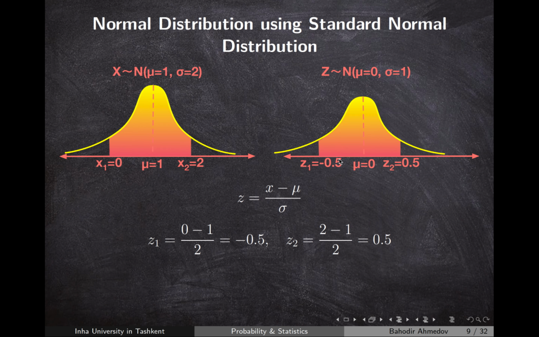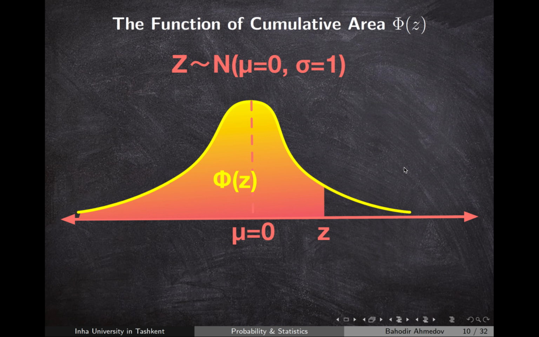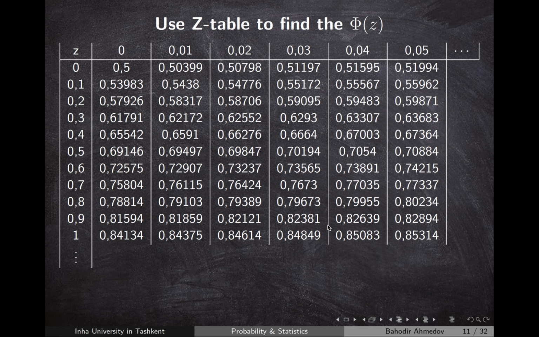And now we need to discuss how to find the areas for the standard normal distribution curves. So in order to do this, we're going to define the function phi, which is going to give us the cumulative area until some point z. So basically, phi of z is the area under a standard normal distribution curve until some point z. In order to evaluate the values of the phi, we're going to use the table which is called the z table or the standard normal distribution table. So this table gives us the values of this function phi for many values of the z.